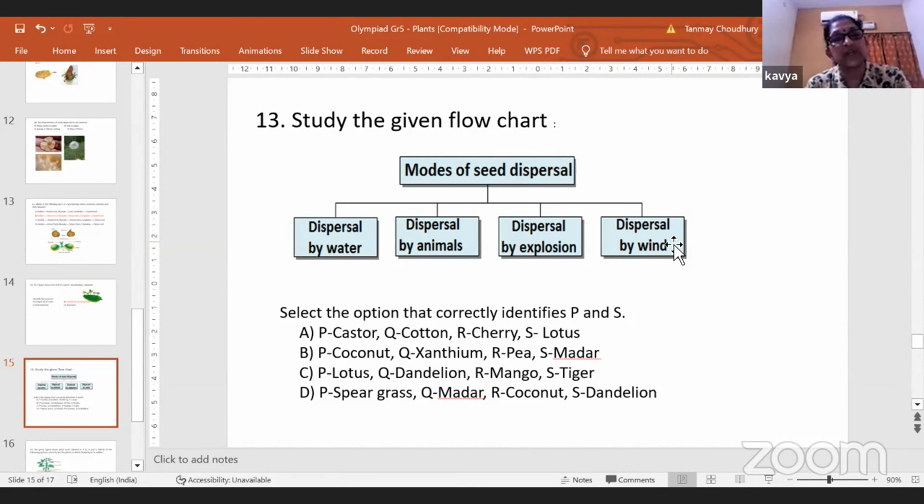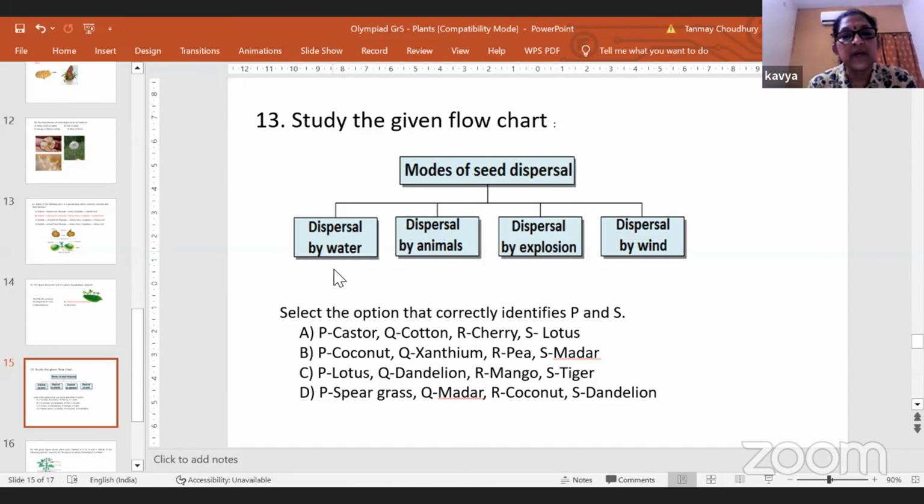Dispersal by wind, which we have discussed: they should be light, they should be small, they should have wings, they can have hair or fluff around it. For example, cotton, they can have a parachute-like mechanism so that they can float or fly from one place to another. Okay, now the question. Select the option that correctly identifies P and S. Okay, P is castor. Castor is dispersed by animals. Q is cotton. Cotton is dispersed by, I think I missed out some option from the question.